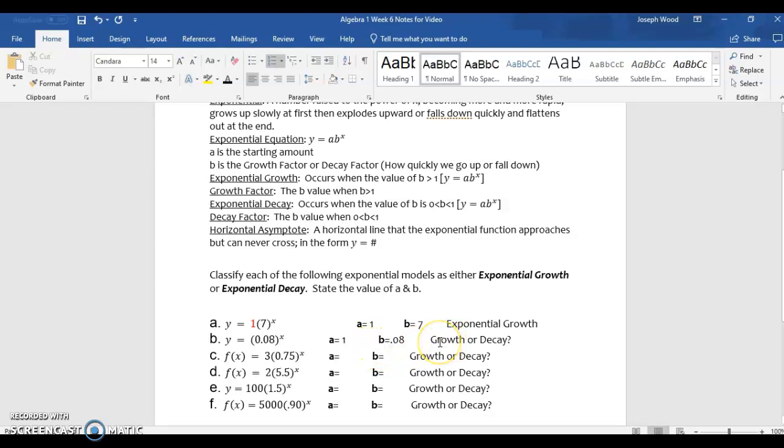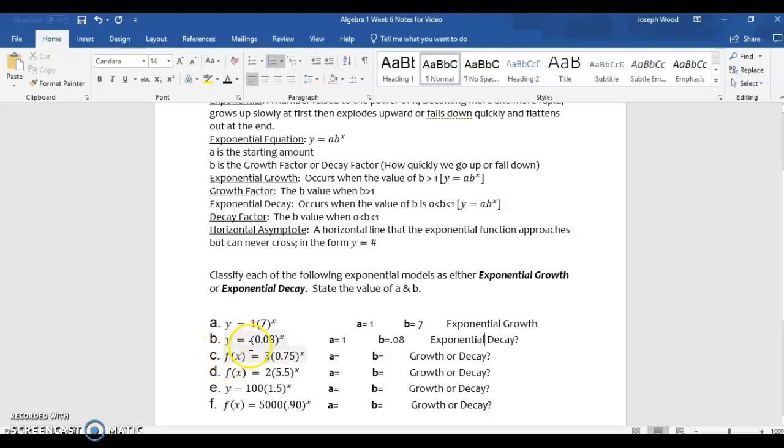Now, again, to determine whether something is exponential growth or decay, I look at the b value and I ask myself, is it bigger than 1 or is it between 0 and 1? And as a decimal, 0.08 is a number that falls between 0 and 1. So looking back at my definitions, whenever b falls between 0 and 1, I have a graph that's going to be exponential decay, one that falls. And so let's change this to exponential decay.